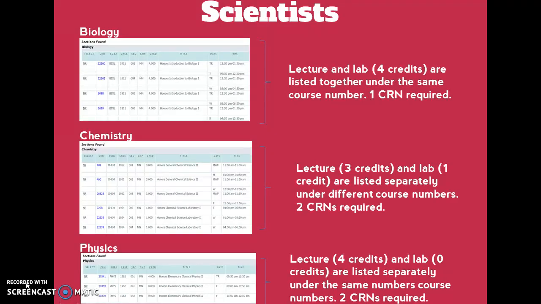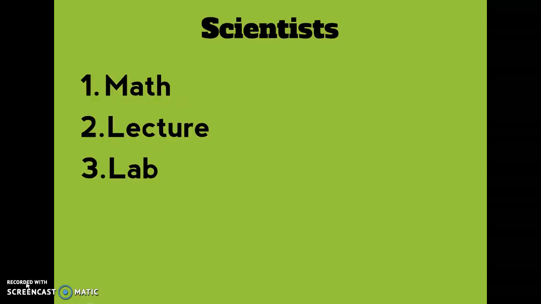For chemistry, it's a little different. The lecture and recitation are 3 credits, and then there's a separate lab that's 1 credit that you have to sign up for. So you need 2 different CRNs to sign up for the lecture and lab in chemistry. Lastly, physics, the lecture and recitation are combined under one 4-credit class, but you need to sign up for a separate 0-credit lab, okay? So just to sum up, biology, honors bio, you need 1 CRN. For chemistry, you need 2 CRNs, and for physics, you need 2 CRNs.